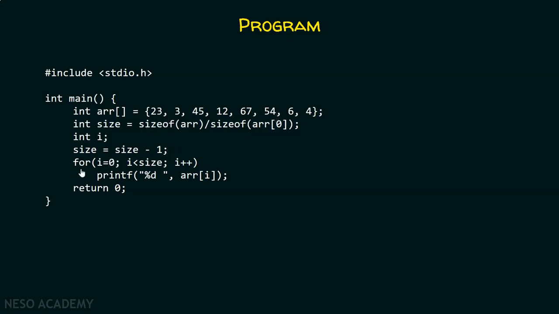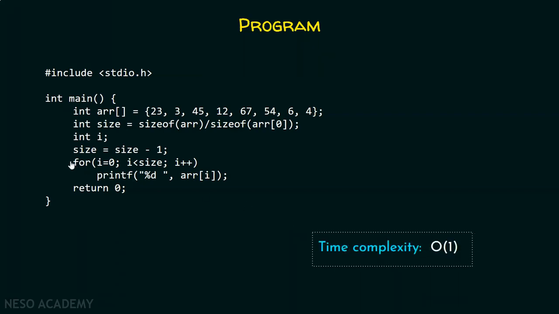And then after that, I'm using this for loop to print all the elements of this array up to this particular point. So 23, 3, 45, 12, 67, 54 and 6 will get printed. And this element will simply be ignored. So the output of this program is 23, 3, 45, 12, 67, 54 and 6. And the time complexity is definitely big O of 1, just constant amount of time.